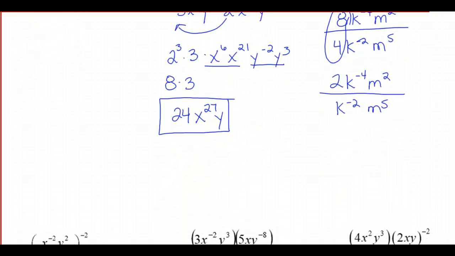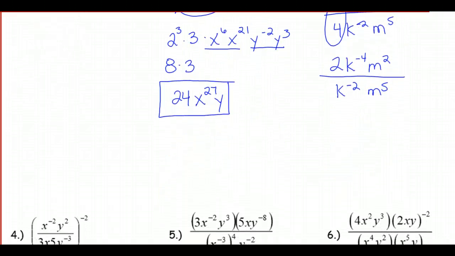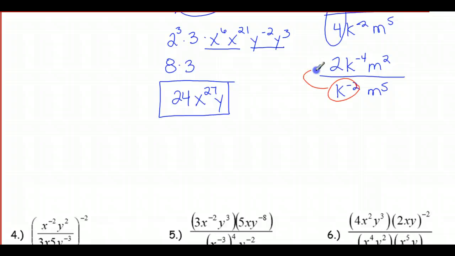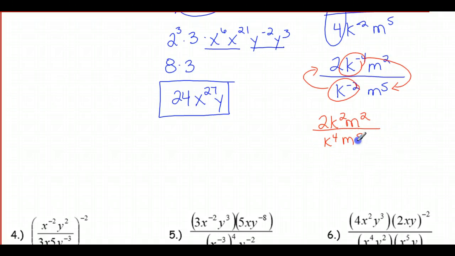Okay, the next thing that I want to do is get rid of my negative exponents. So I'm going to go ahead and take my k to the negative 2nd, move it up, and my k to the negative 4th and move it down. And when we do that, we get 2k squared m squared over k to the 4th m to the 5th.